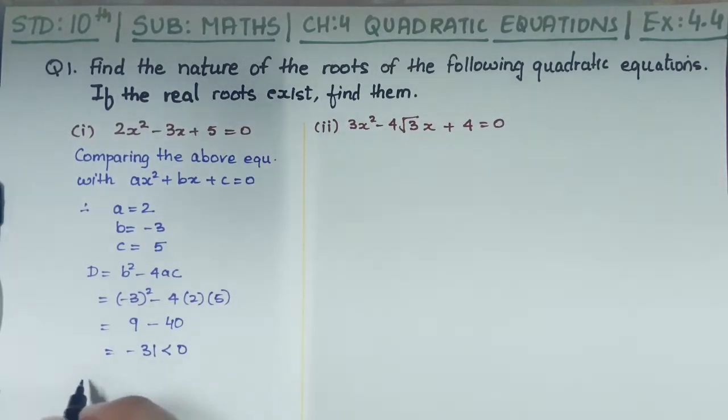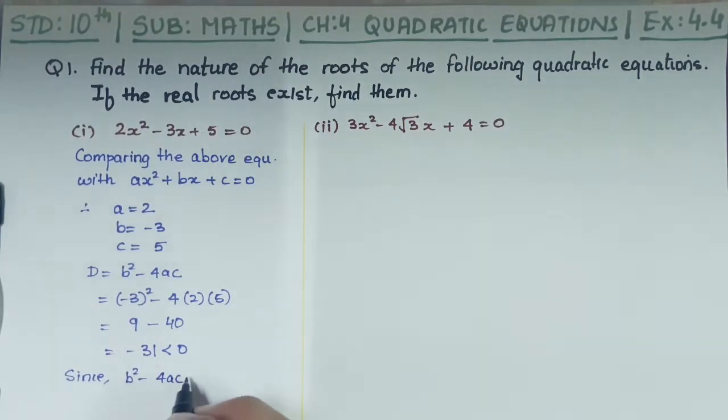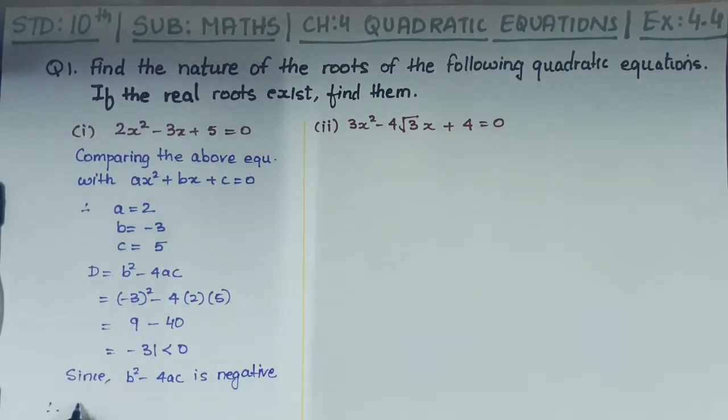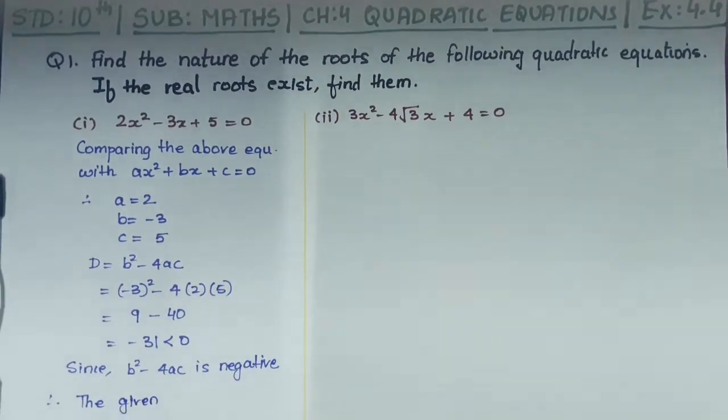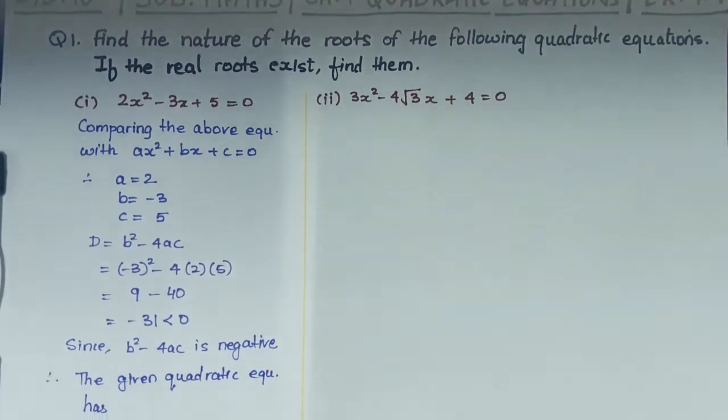So we know that since b square minus 4ac, that is the discriminant, is negative, there is no possibility of getting the roots. Therefore, the given quadratic equation has no real roots.